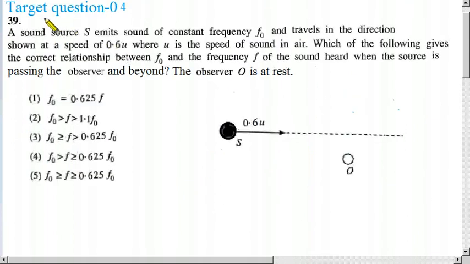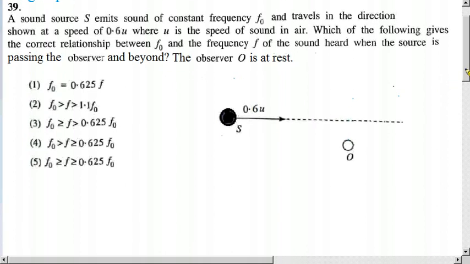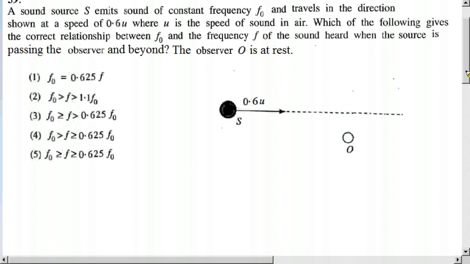Now children, let us face question number 4, the target question. You have to read the question and answer on your own without my help. Don't watch the video. Now pause the video and start. Children, I think now you have finished. So now I am going to try this question.